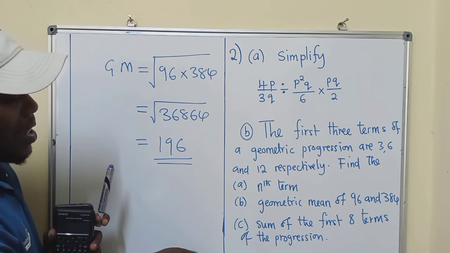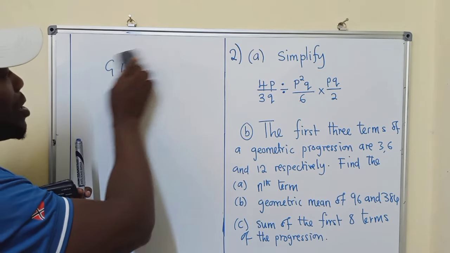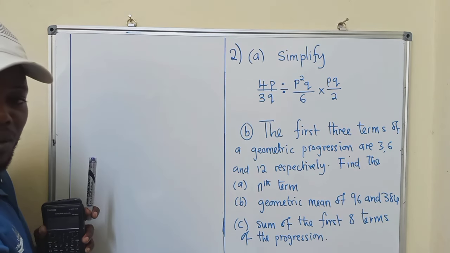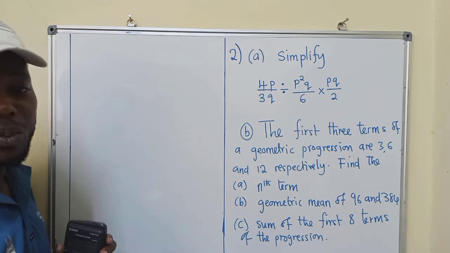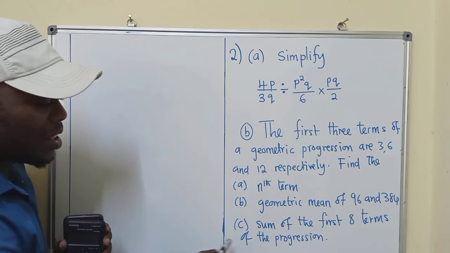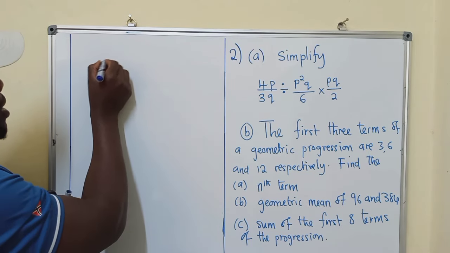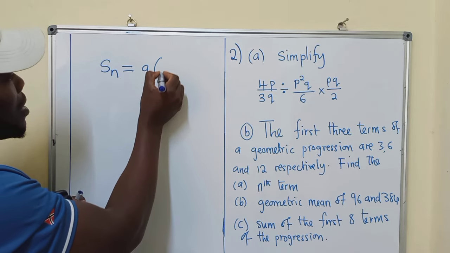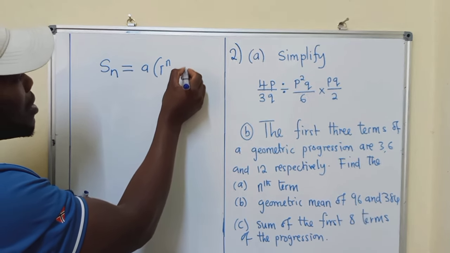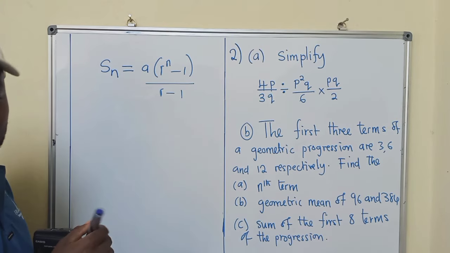Okay. We now find the sum. Can you remember the formula of finding sum? Luckily, you are given this formula in the question paper. If you're writing ECZ, the formula is given. But you must know it. So you write S sub n is equal to A times R power n minus 1 over R minus 1.